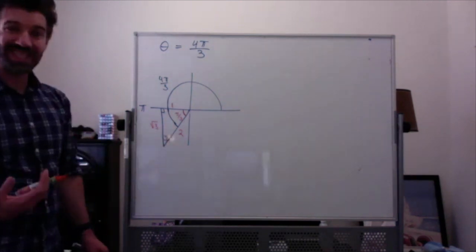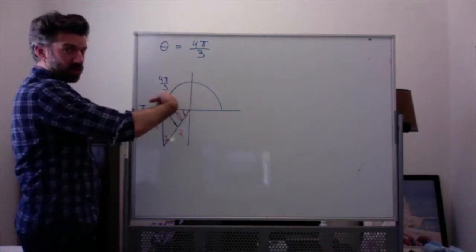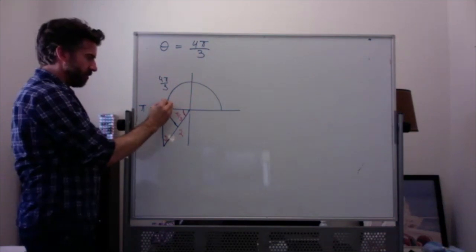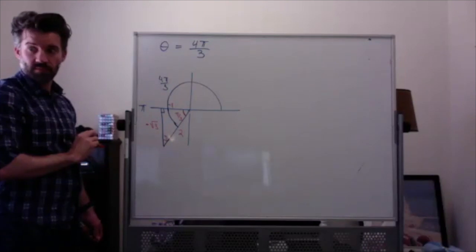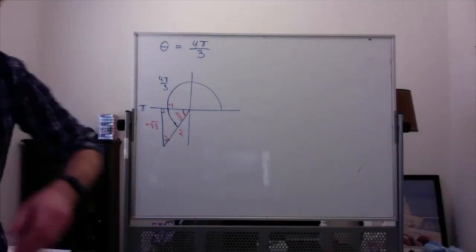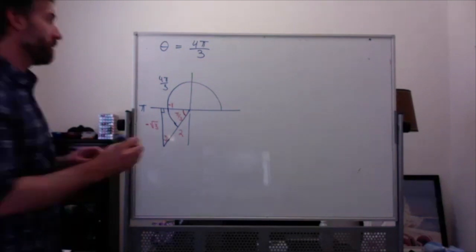Now my picture isn't exactly right because I've gone in the negative x direction and the negative y direction. This should actually be a negative 1. This should actually be a negative square root of 3. So now we can find the trig functions of 4 pi over 3.